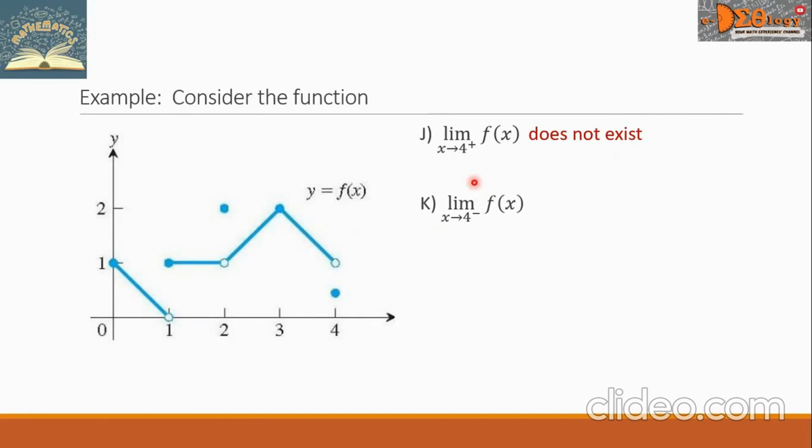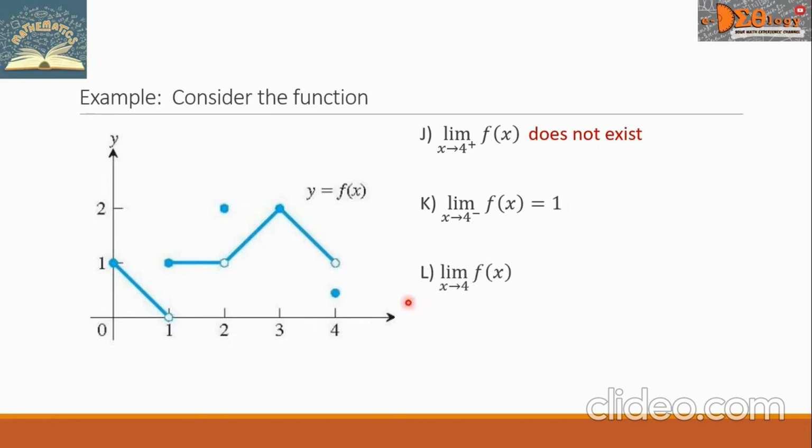Example K, the limit of f of x as x approaches 4 from the left side. So when x approaches 4, the graph is approaching a value of y which is 1. So the answer here is 1.